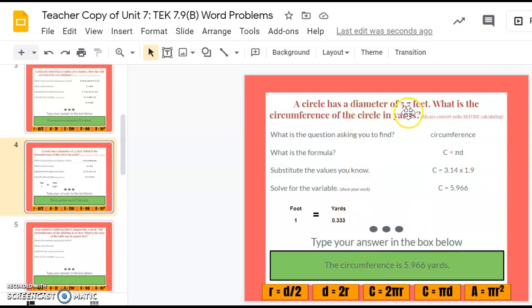It's asking for it to be in yards, not in feet. I did convert it by looking over here at this conversion chart. Before I calculated, I didn't even use feet. Notice the feet is up here, but I used yards down here because you convert before you start calculating. I went ahead and did my calculations. I then typed my answer in the form of a sentence. This is how it needs to look before you continue.